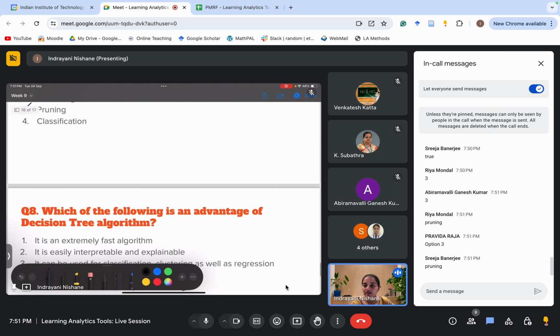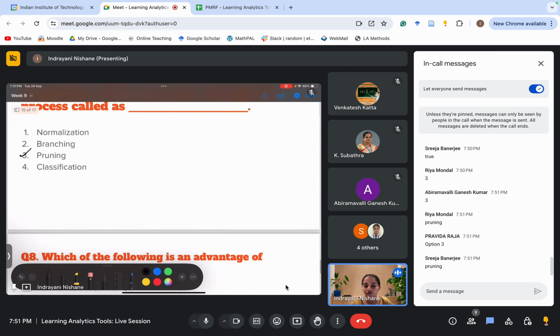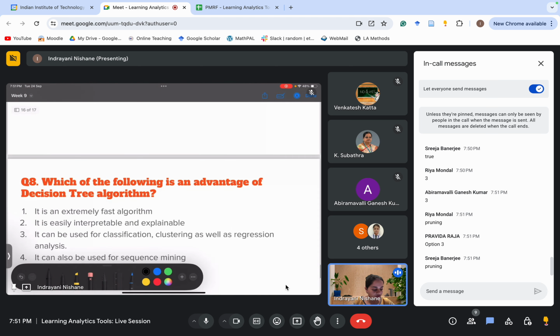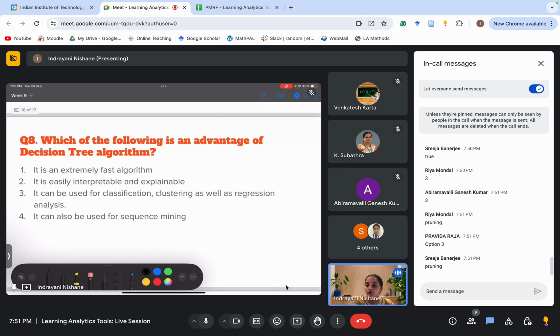We covered this in great detail at the beginning of today's session. Coming to question 8, which of the following is an advantage of the decision tree algorithm? First, it is extremely fast. Second, it is easily interpretable and explainable. Third, it can be used for classification, clustering, as well as regression analysis. Fourth, it can be used for sequence mining. So the fourth is definitely not.